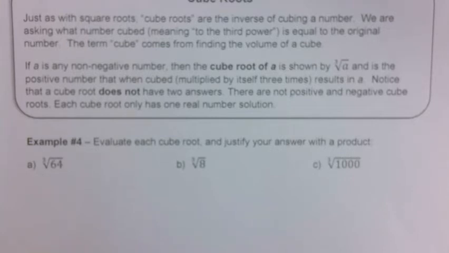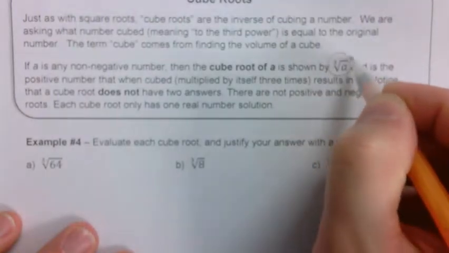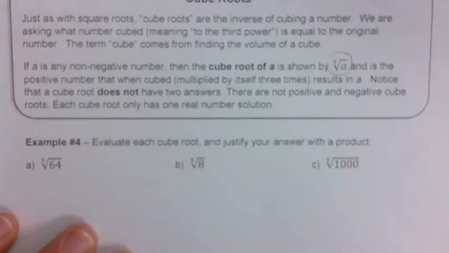If a is any non-negative number, then the cube root of a is shown by this symbol right here. It looks very similar to a square root symbol, except there's a little 3 right there, which is indicating that we want the cube root. All right, so that's the symbol for a cube root. And it's the positive number that when cubed, or multiplied by itself 3 times, results in the value of a.